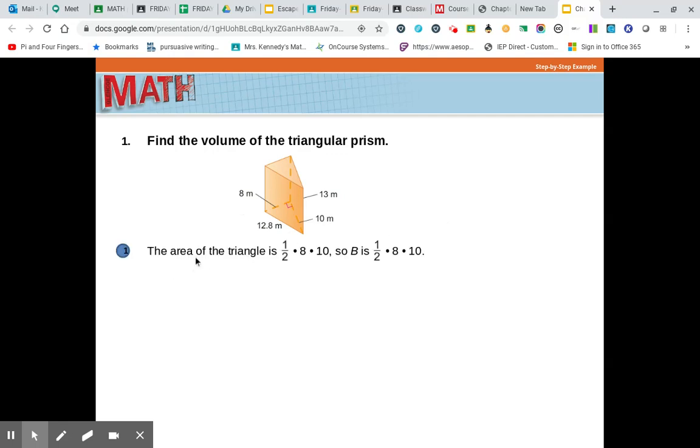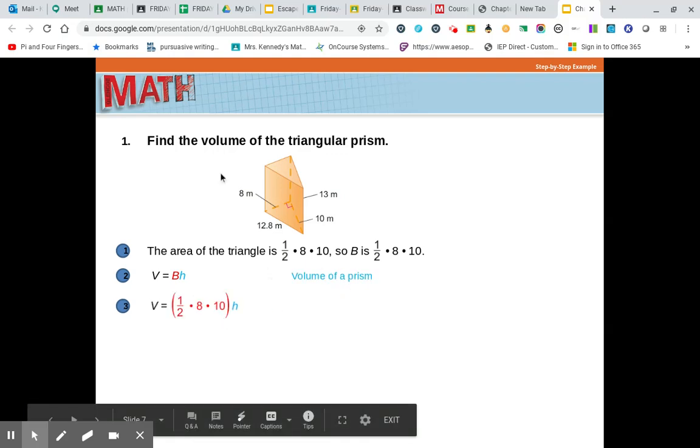This is how you're going to go about it. The area of the triangle is 1/2 of 8, because that is the base, times 10. So you pretty much do 8 times 10 divided by 2, right? That was the best way I felt that we understood it when we did the area of a triangle lesson. So it'd be 80 divided by 2, which is 40. Then you're going to substitute that number 40 in for B.